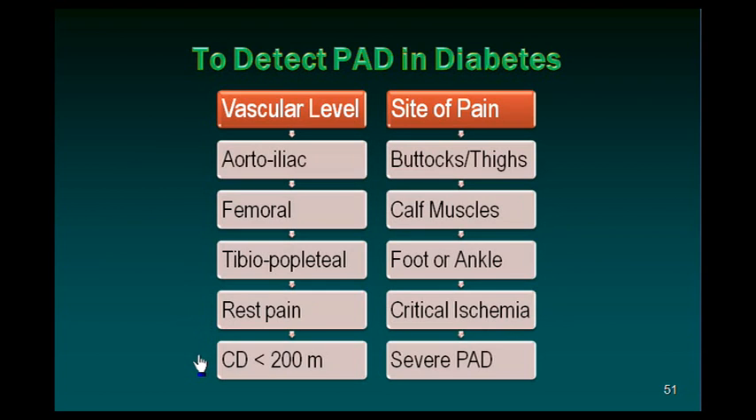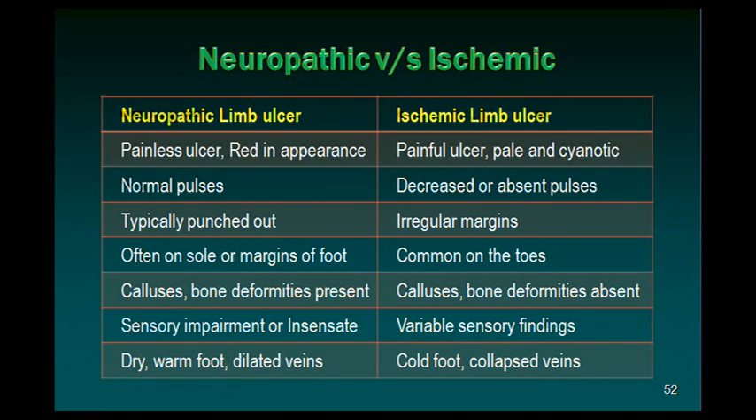Claudication distance less than 200 meters suggests severe ischemia, and rest pain and claudication distance of less than 200 meters are direct indications to further investigate the case immediately by a vascular surgeon to do whatever can be done to save the limb.